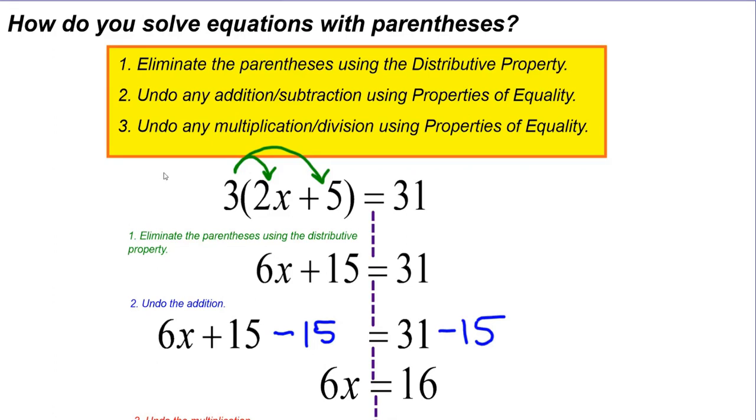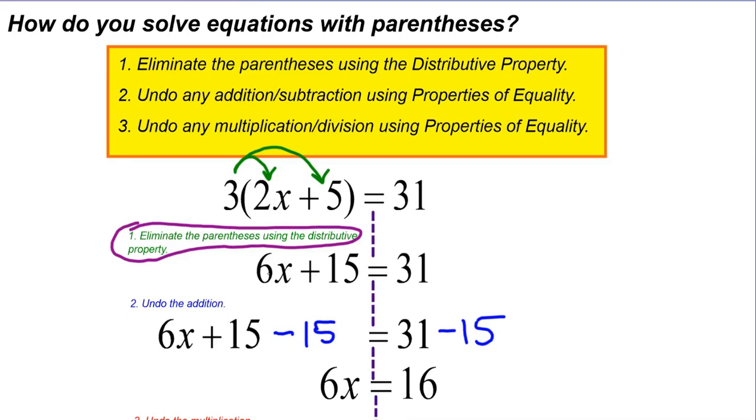3 times 2x plus 5 equals 31. Now we've got parentheses in here, and we really can't do much with the parentheses in the problem as is, so we need to eliminate them using the distributive property. So you'll see that I take everything in the parentheses times 3, and that would be eliminating the parentheses using the distributive property in step 1.